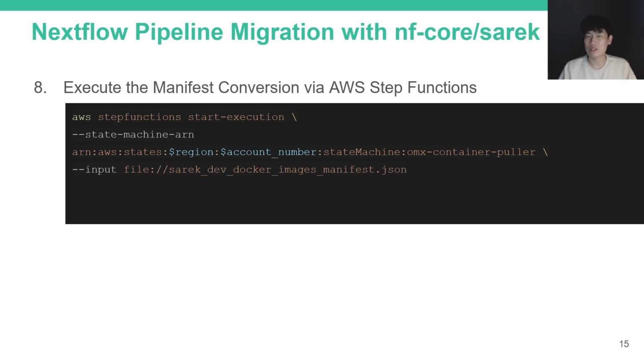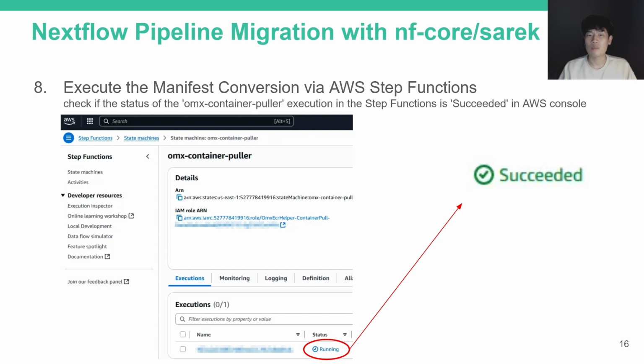Alright, after we successfully generate the manifest file, we need to pull the public container and push it to our private ECR registry. To do that, we're going to use Step Functions from AWS. The OMX ECR Helper app helps prepare the containers. Simply, if your account has the proper IAM role and security setup, then this code will work okay. So just run it. After you run the command, the application takes a few minutes to run. Please go to the AWS console and check that the status of the step function turns into succeeded.